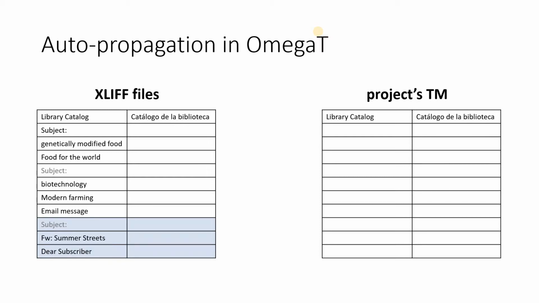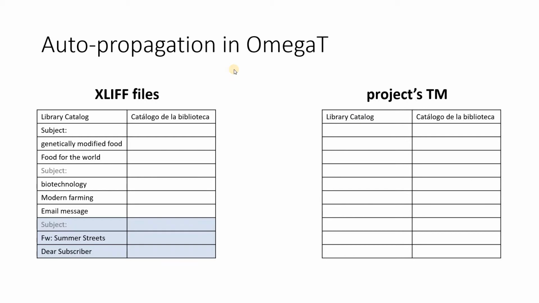Hello there. In this video I will try to explain how autopropagation works in OmegaT and when and how we need to prevent autopropagation by means of alternative translations. This is a topic that generates some confusion sometimes, so I will try to clarify it as best I can. So here we have a project.